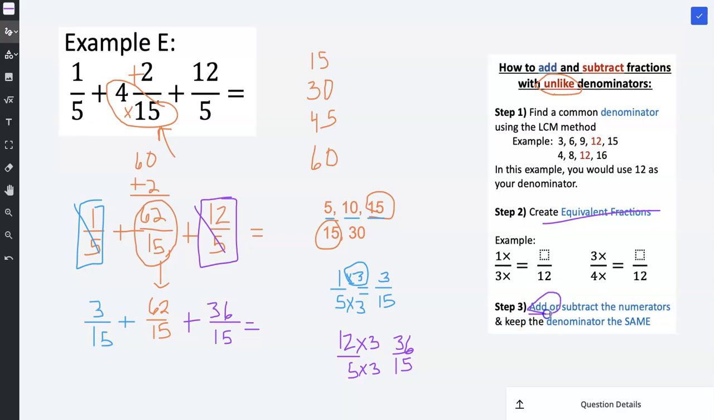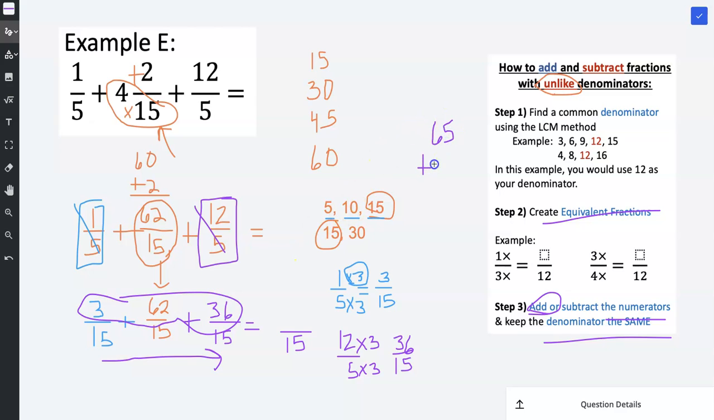Now we're going to add the numerators and keep the denominator the same. So the denominator stays a 15. So you keep that the same. And then we need to add all of these together. Well, 62 and 3 makes 65. And then I just need to add the 36 to the 65. 6 and 5 makes 11. I carry the 1. 6 and 3 is 9 plus 1 more is 10. So we get 101/15. 15 is divisible by 5, by 3, and by 15.